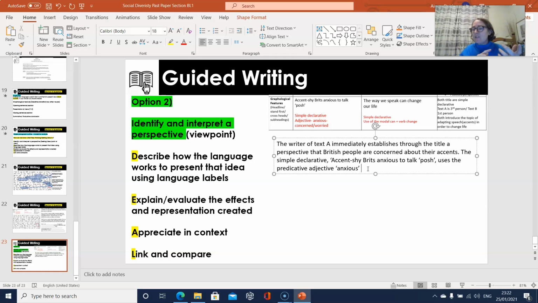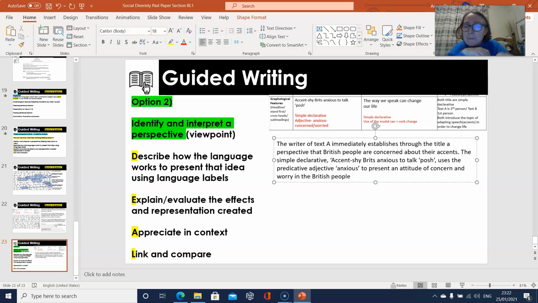Now, because of the A grade student we've seen before, you don't always have to do effect and representation together. You can do one or the other. So we could say the simple declarative accent shy Brits anxious to talk posh uses the predicative adjective anxious to present an attitude of concern and worry in the British people.